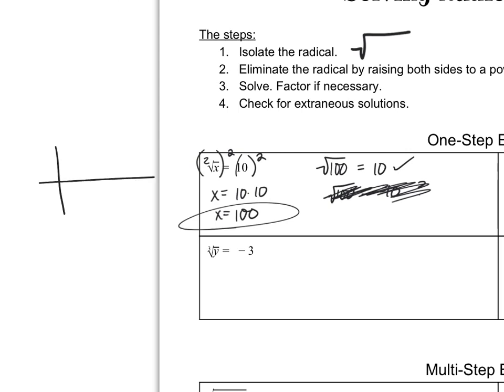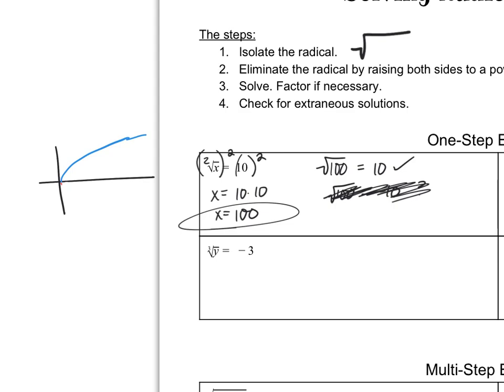If you were to graph the square root function, it would look something like this. That's if you only graph the positive square roots. If you were to graph the negative square roots also, it would look like that, and that would not be a function. So we're only talking about our positive square root values when we solve our radical equations.